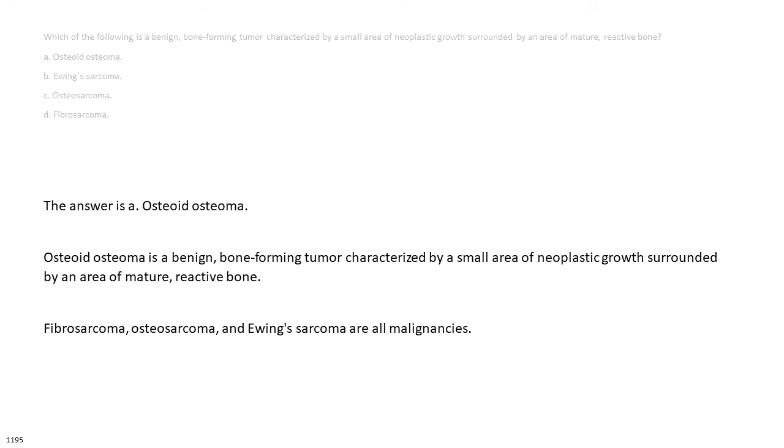The answer is A. Osteoid osteoma. Osteoid osteoma is a benign, bone-forming tumor characterized by a small area of neoplastic growth surrounded by an area of mature, reactive bone. Fibrosarcoma, osteosarcoma, and Ewing's sarcoma are all malignancies.